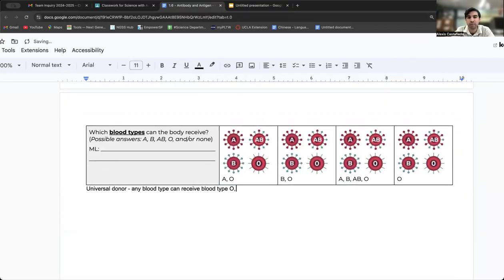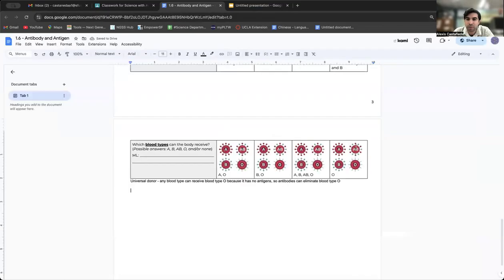Because it has no antigens, no antibodies can eliminate blood type O. They all have to accept it.